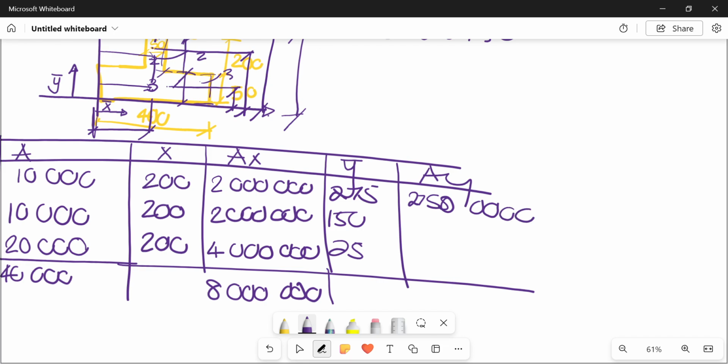Then your AY, you do 10,000 times 275, which gives 2,750,000. Second one, 10,000 times 150, 1.5 milli. And the last one, 20,000 times 25, there, 500,000. Then a total there.